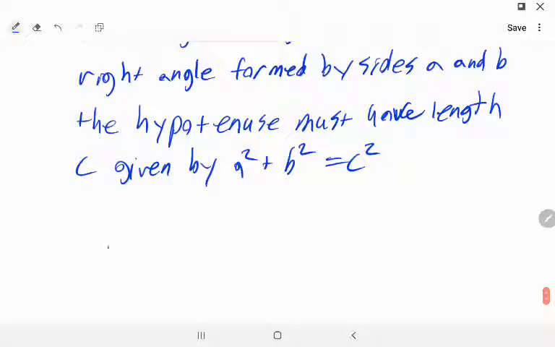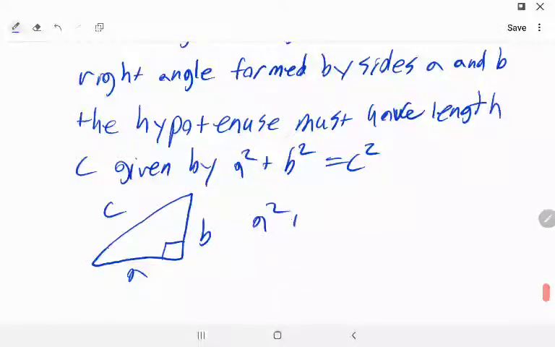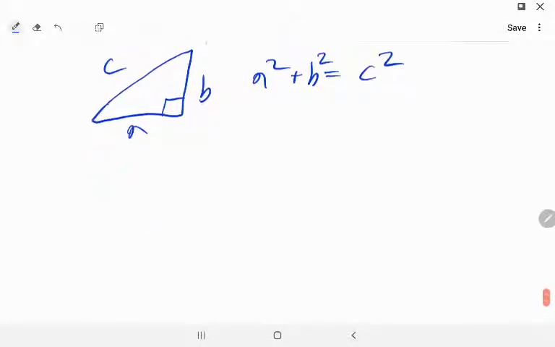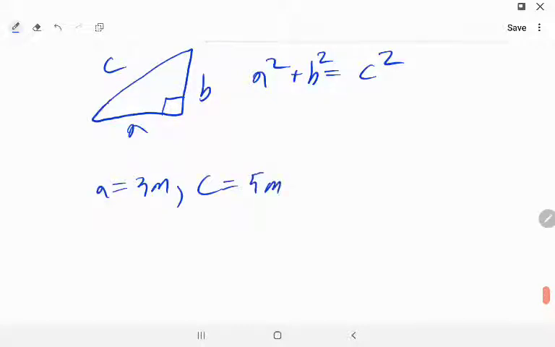So usually, if we have a right triangle with side lengths a and b, and c, we know a squared plus b squared has to equal c squared. So why might this be interesting? We noticed that if we were told that we had something easy, so if we knew that A was equal to 3 meters and C was equal to 5 meters, we can determine B.